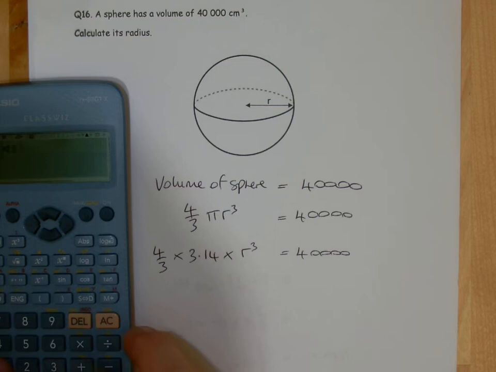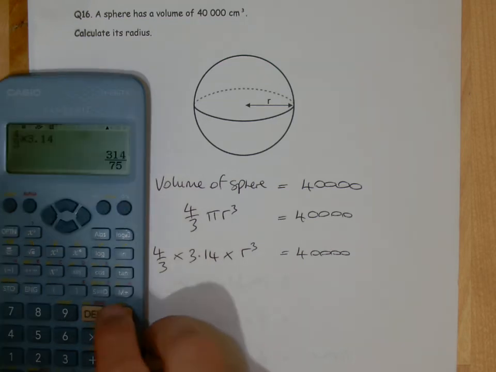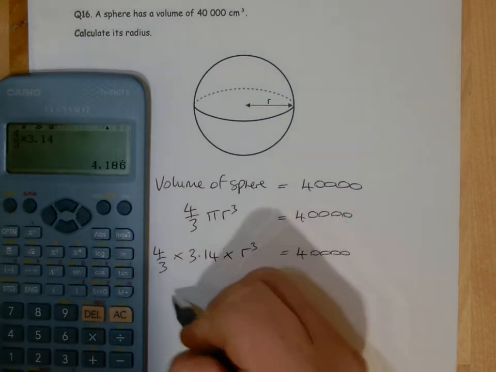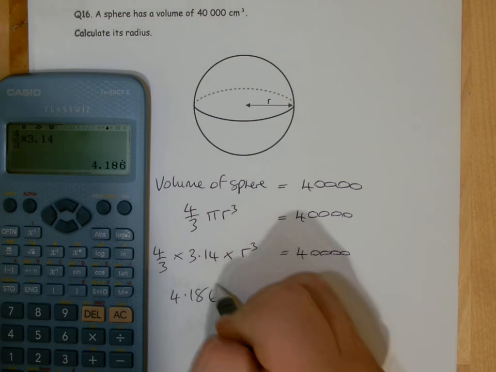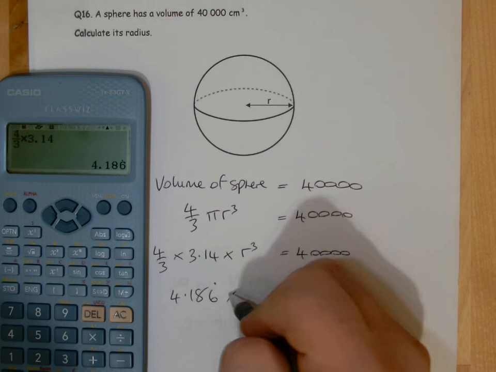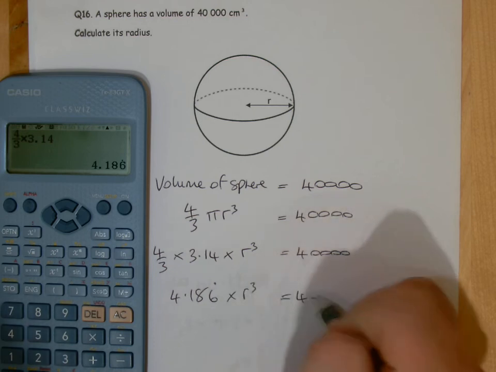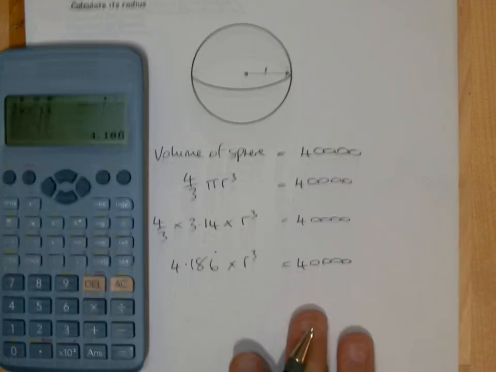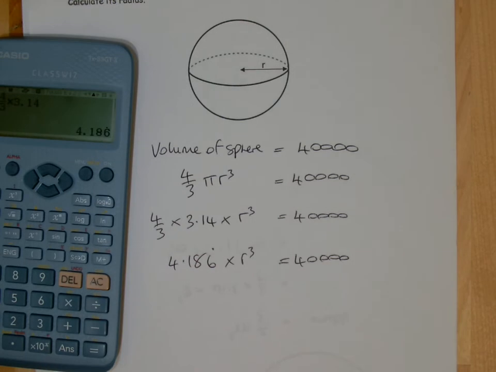So I'll get my calculator. 4/3 times 3.14 and I get that. So press the S-D, and that comes out to be 4.186 with the recurring dots above the 6, times r cubed is 40,000. Now, what do you think we've got to do next?